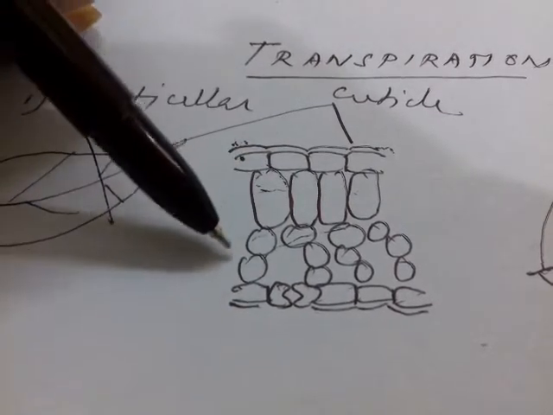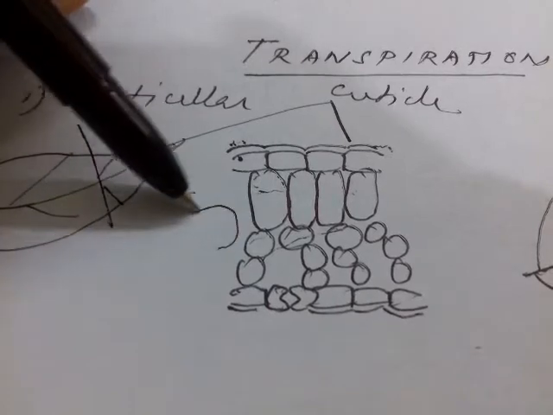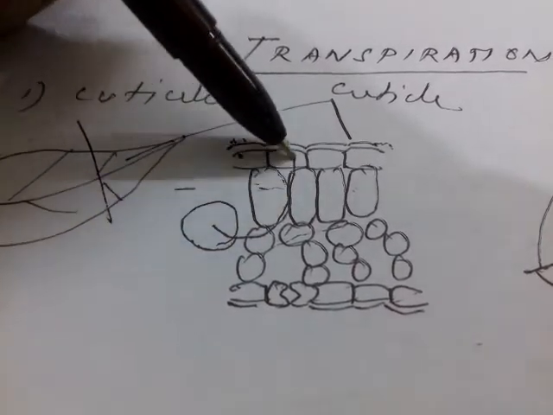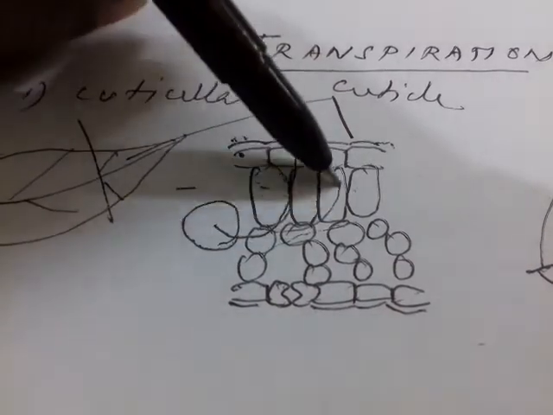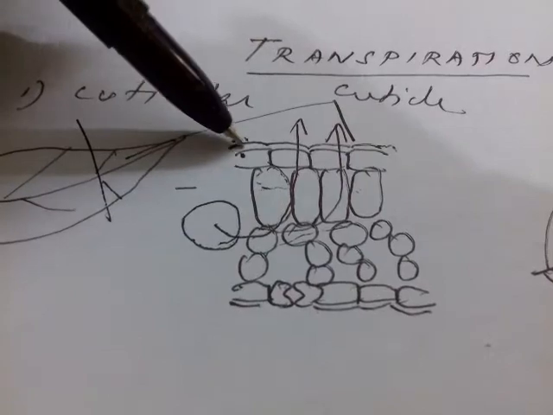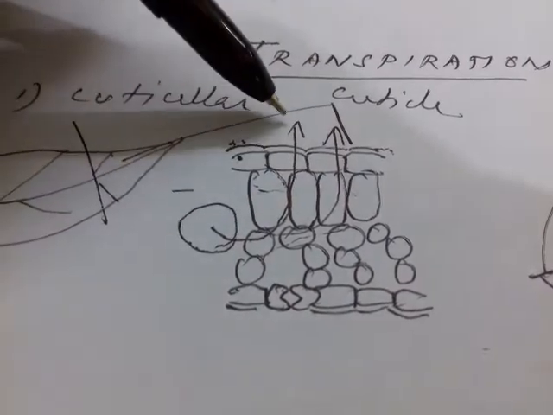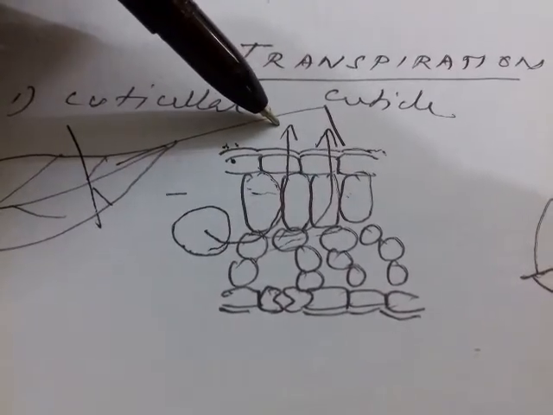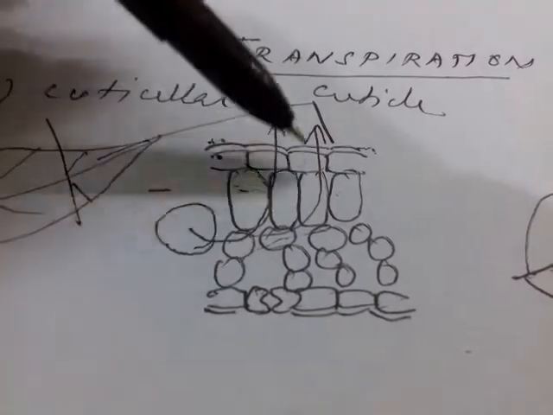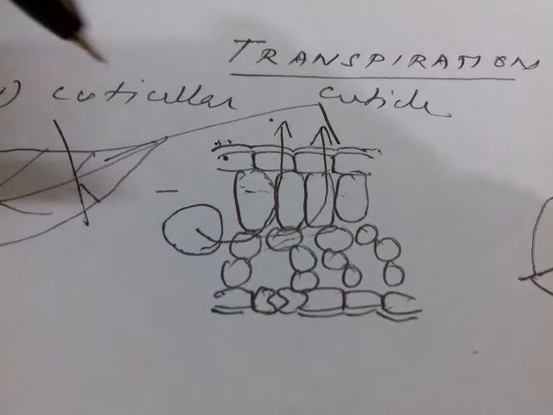Now in cuticular transpiration, through the veins which are present in the leaf, the water moves along the cell and moves out to the surface of the cuticle. Since it moves out this way, the thicker the cuticle, the lesser the rate of transpiration. So usually in plants you find this type of thick cuticle helps in reducing transpiration. So this is what we call cuticular transpiration. The second type of transpiration is called stomatal transpiration.